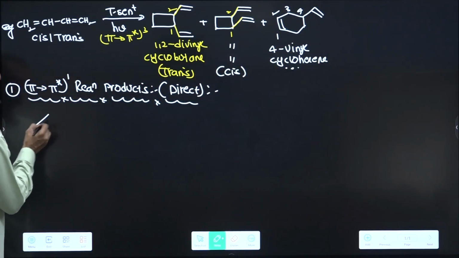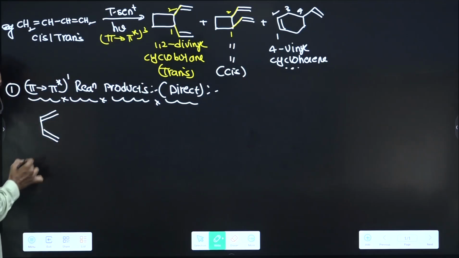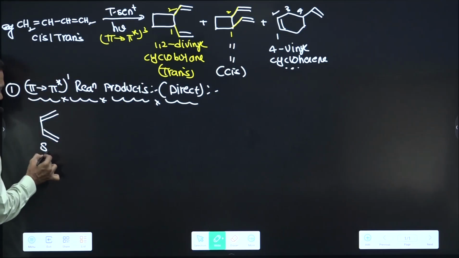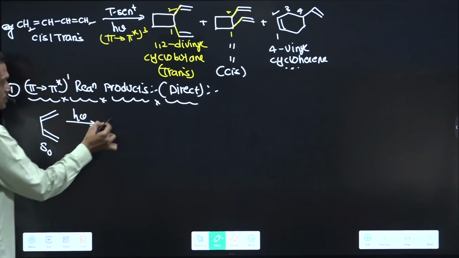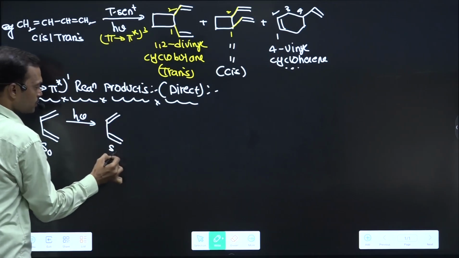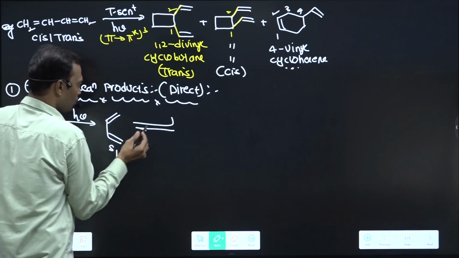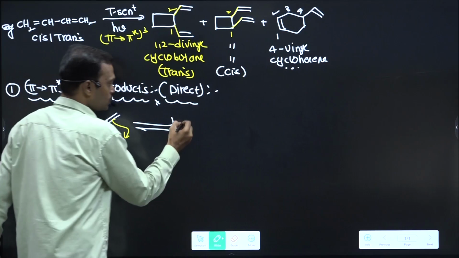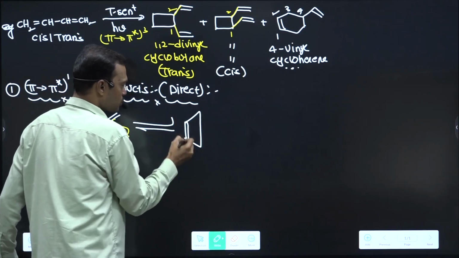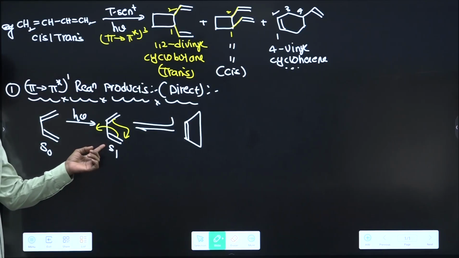See, if I take cis 1,3 butadiene, can I take it like this, cis? So what is the state here? Ground state. If I excite it photochemically, then what is the state you are going to expect? S1 state, singlet. Pi to pi star singlet. Then what happens? This will undergo this reaction, and you will get this answer. What is this? Electrocyclization, a pericyclic reaction.